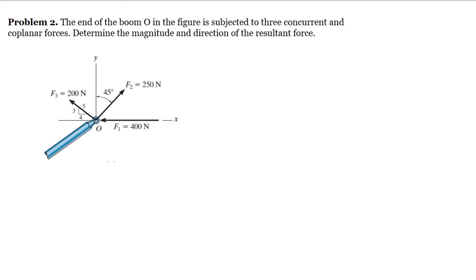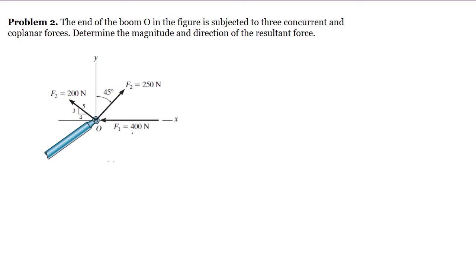Problem number 2: the end of the boom at point O in the figure is subjected to three concurrent and coplanar forces. Determine the magnitude and direction of the resultant force. Now, first thing that we are going to do here is to visualize the components of these forces. So for the force 1, it is purely horizontal. So this has only the horizontal component.